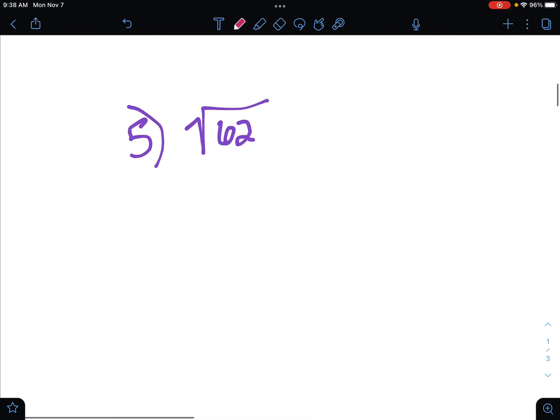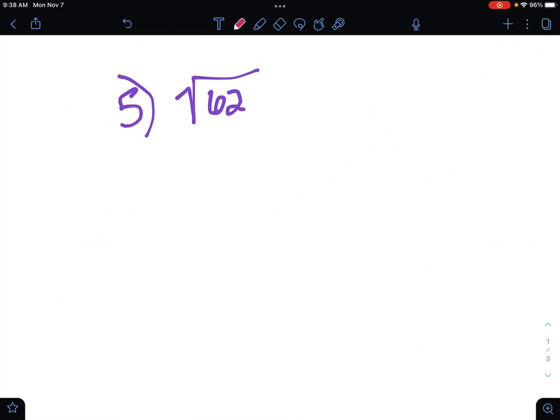Let's look at another one. What happens on this one? If I break this down, what times what is 62? Well, it's an even number, so 2 has to go into it. So I have 2 times 31. Well, what do you know about 31? It's a prime number. I can't break either of these down, and neither one gives me a group. So for this one, it is possible to not be able to simplify it.